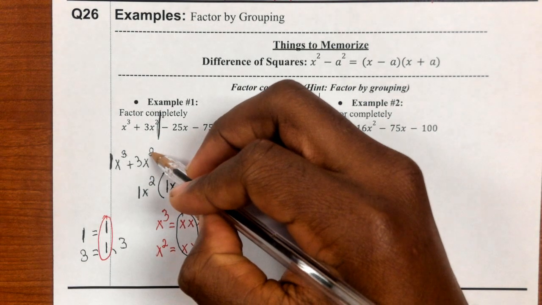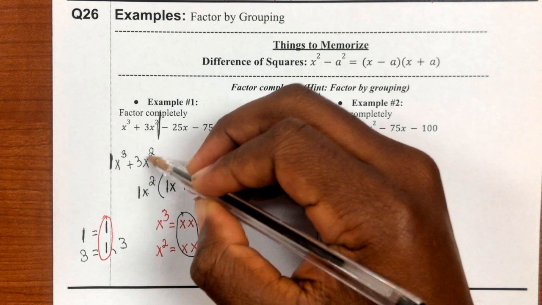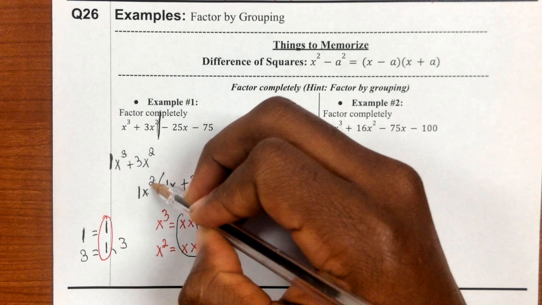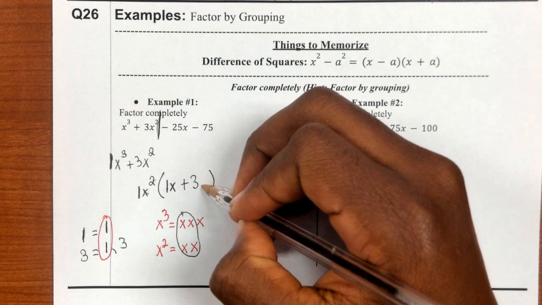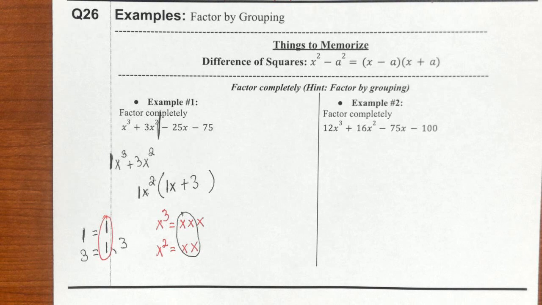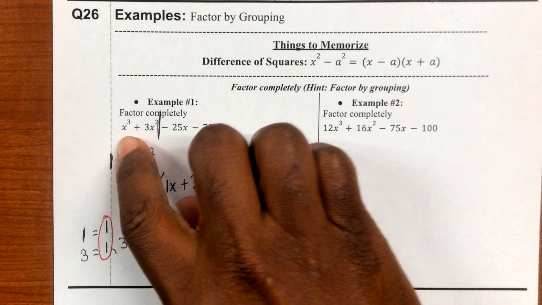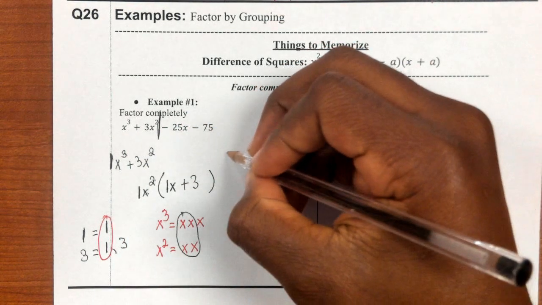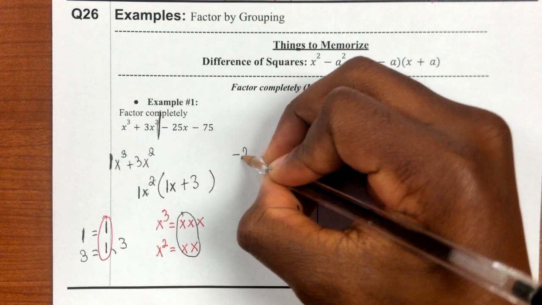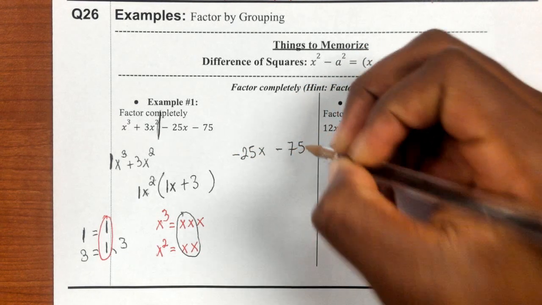Here I have 2 x's, but I'm taking 2 of them away. If I had 2 and I took 2 of them away, am I left with any x's remaining? No. So this 3 has no x's remaining. I've just factored this first group. Now let's factor our second group. I'm going to rewrite my second group right over here: negative 25x minus 75.